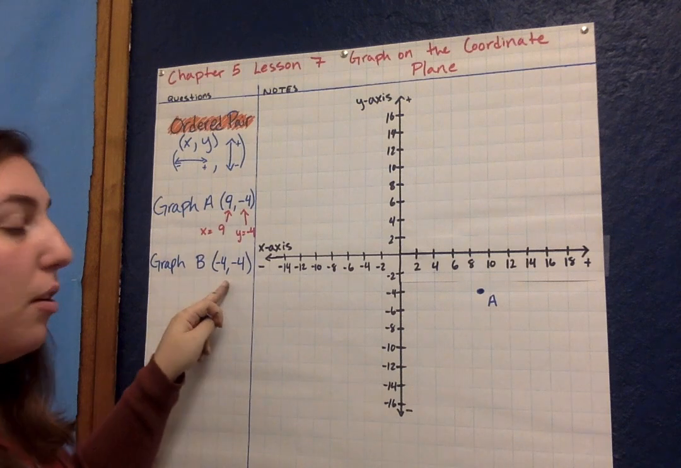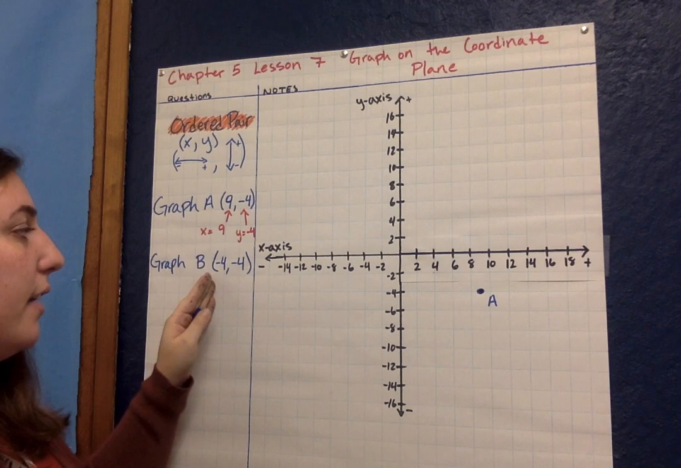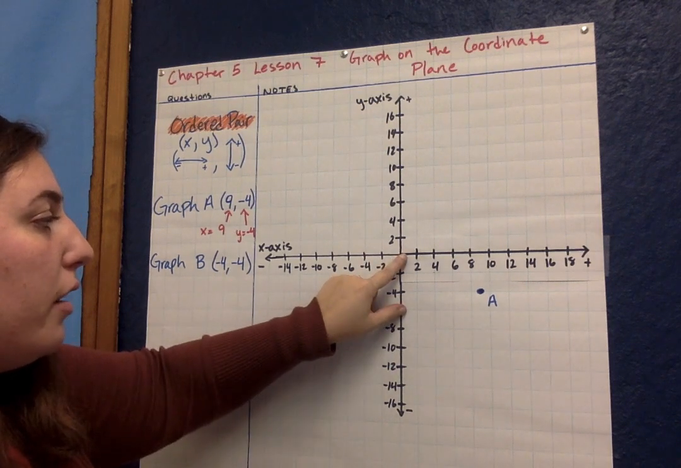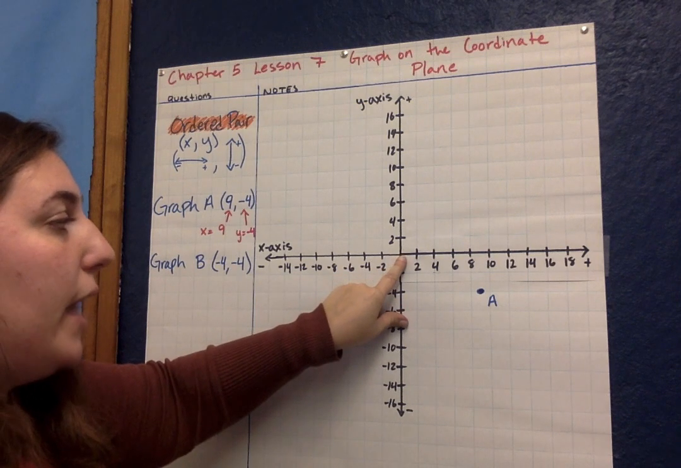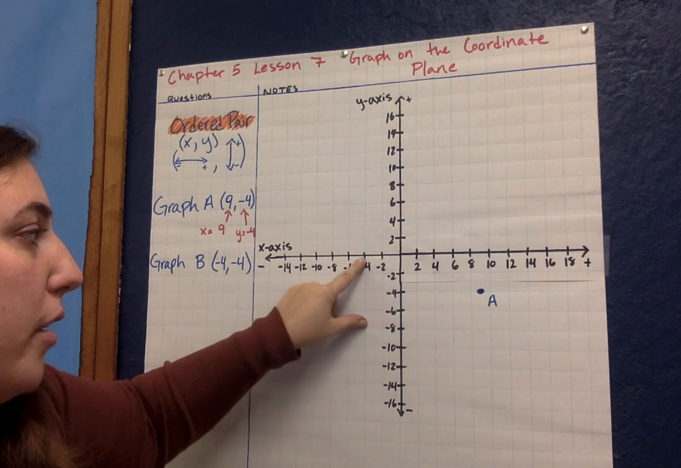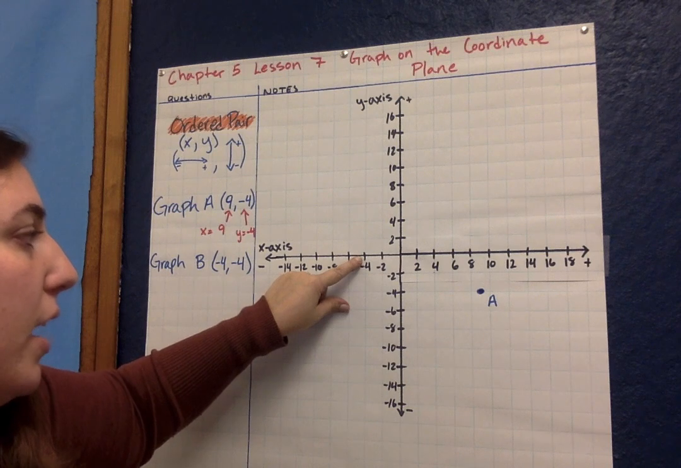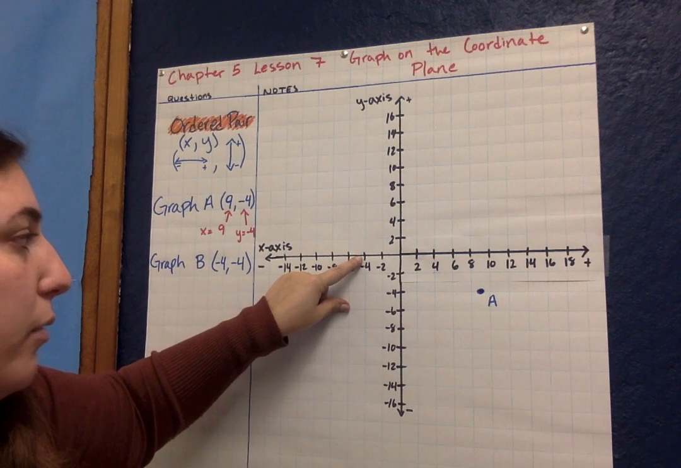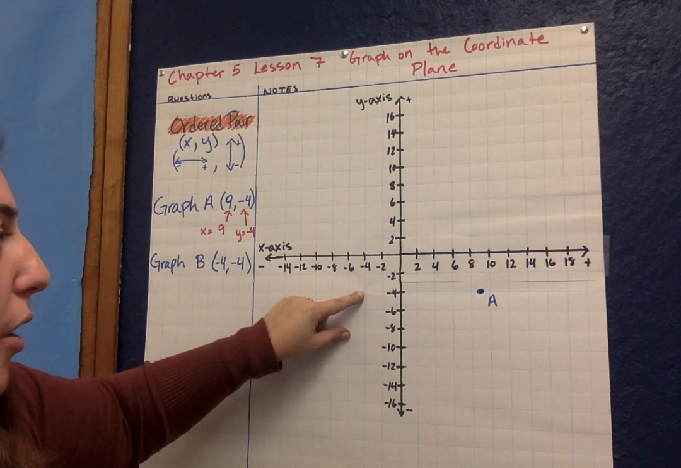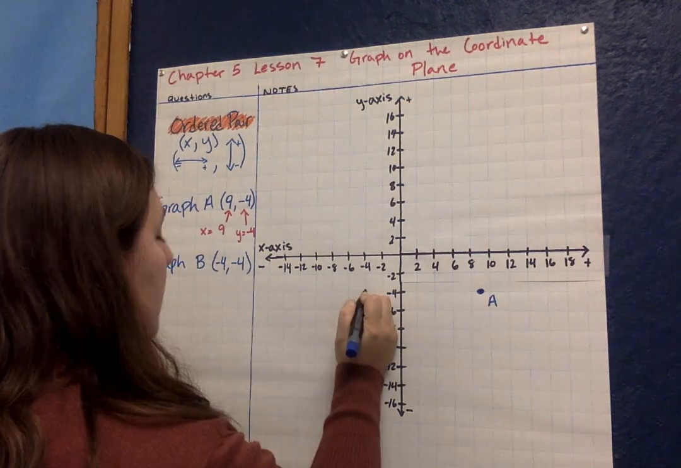Okay, so we're graphing point B at -4, -4, which means our x is -4 and our y is -4. Okay, so starting from the origin, I'm going to count to the left 4 units because it's negative. So 2, 4. So I'm at -4. Okay, I'm also going to count another 4 units down. 2, 4. I went 4 units down. So my point B is going to be right here.